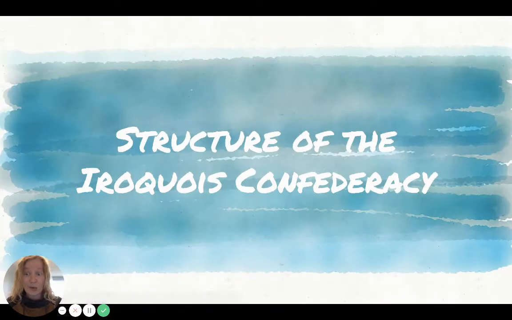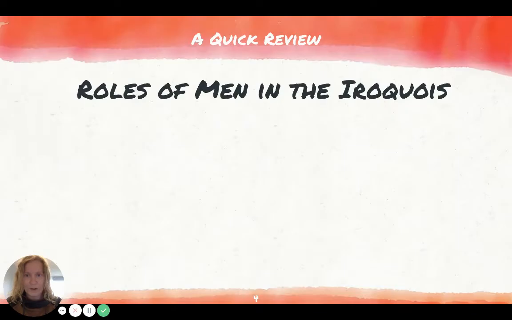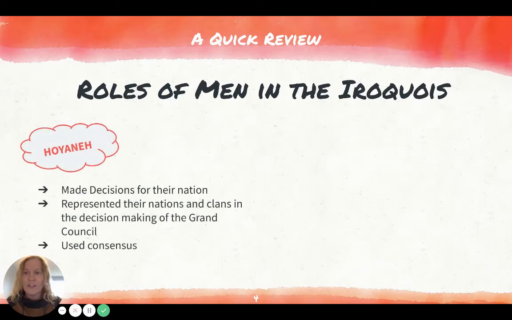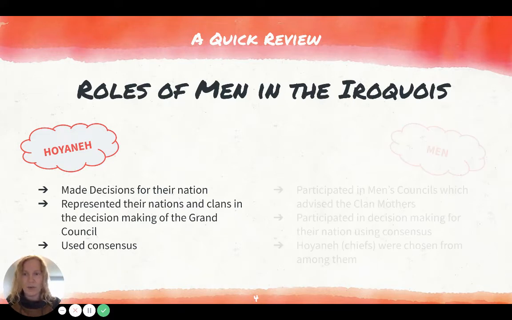So really quickly, we're going to do a review. And the first review we're going to do is the roles of men in the Iroquois. You guys should be pretty familiar with this by now. So we have our Hoyana, which is just another way of saying chief. They made decisions for their nation. They represented their nation and clans when they went to the Grand Council. And if you guys remember, that's all the way in the middle of the Iroquois Confederacy in Onondaga territory. And whenever they made decisions, they used consensus, which means everybody has to agree.